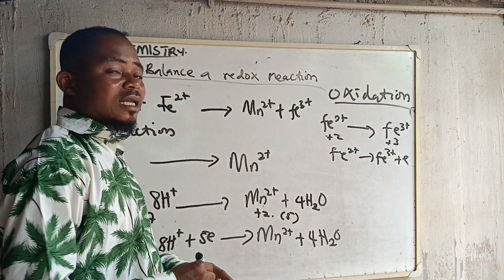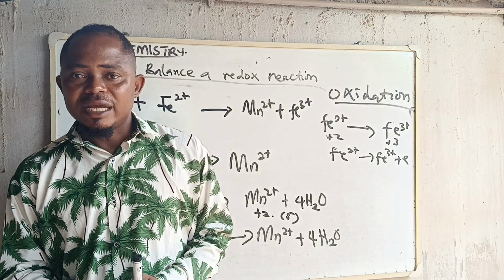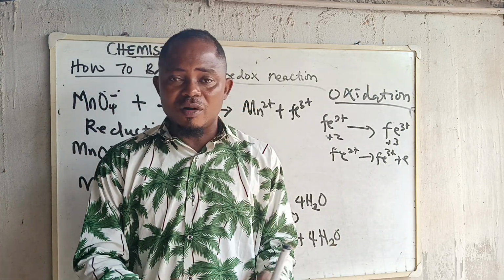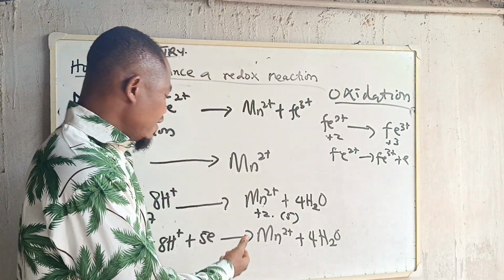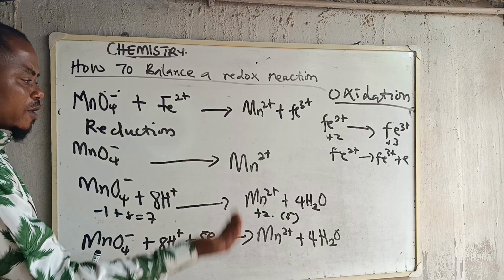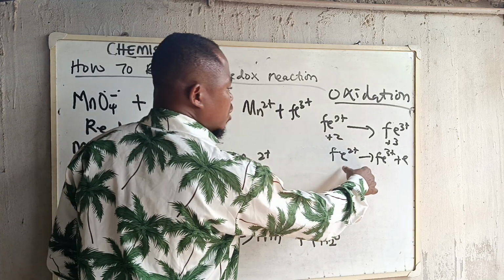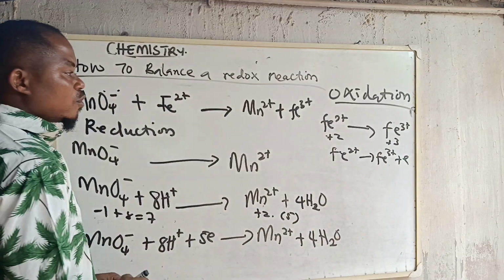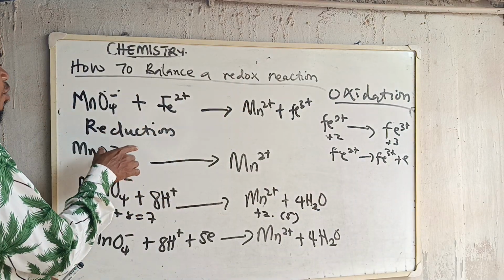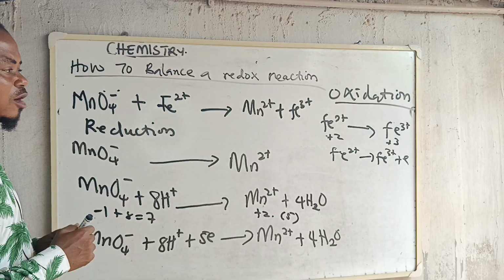Remember, why are we doing that? The law of conservation of mass states that what? Matter can neither be created nor destroyed, but can be changed from one form to another. So, if there are 5 electrons involved in this equation, they must be coming from somewhere. And that means this ion must be generating the 5 electrons. That's why you have to equalize the number of electrons in the oxidation process to the number of electrons in the reduction process.